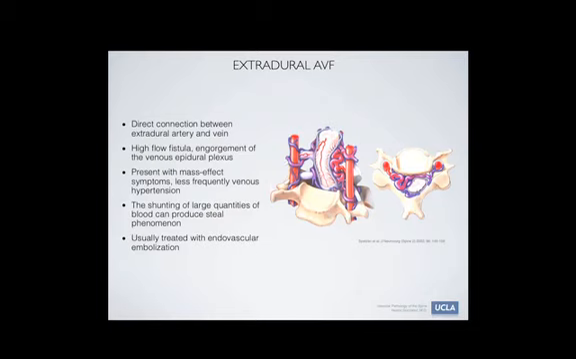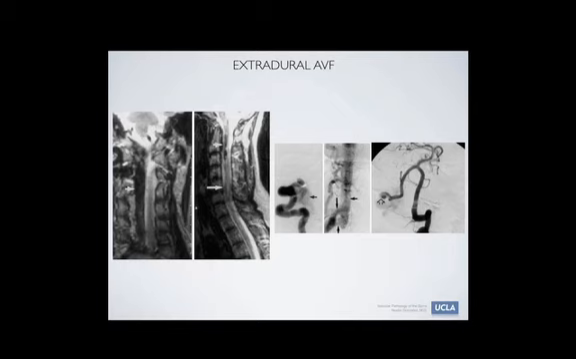So these are patients that present almost as if they had a tumor compressing the spinal cord and the nerve roots. Now, on some occasions, the connection can be so fast and the flow so high that the blood that is intended to go to the vertebral artery may be diverted, and they may present with a steal syndrome. And the treatment, as you can see, can frequently be done with endovascular techniques.